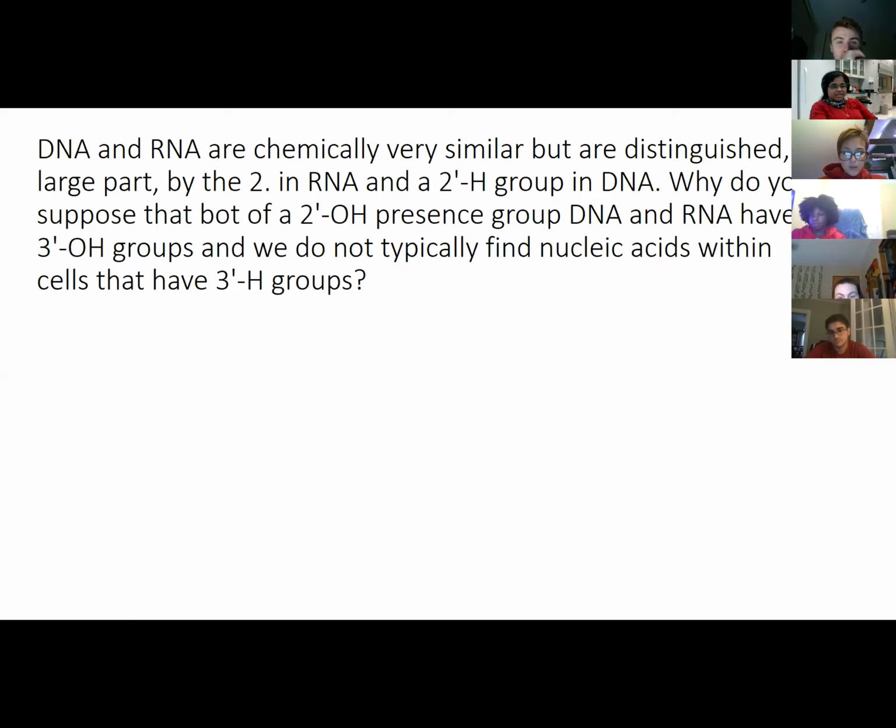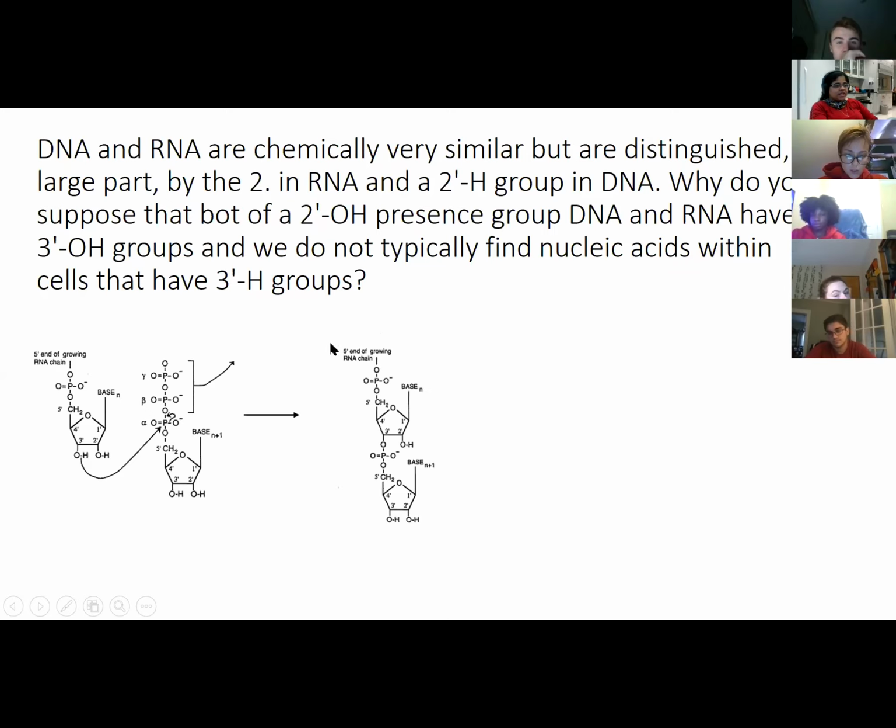I don't know if this question was a little bit too confusing, but I think the picture might help more. So this is an RNA chain. You have the 3' hydroxyl group and the 2' hydroxyl group, right? The difference between ribose and deoxyribose is the 2' hydroxyl group. You don't have it in deoxyribose here.